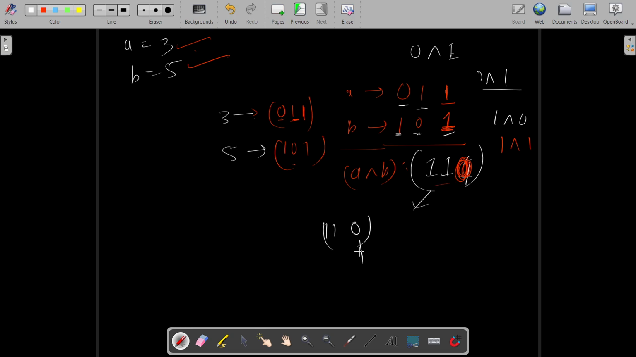Now in the first place the bit is not set, so we won't consider this. In the second place we'll consider this because it is set. In the third place also the bit is set, so we'll consider this. So it becomes 2 raised to power 2 plus 2 raised to power 1. So 2 raised to power 2 is 4 plus 2 raised to power 1 is 2, so it becomes 6. This is how we get 6 in the output.